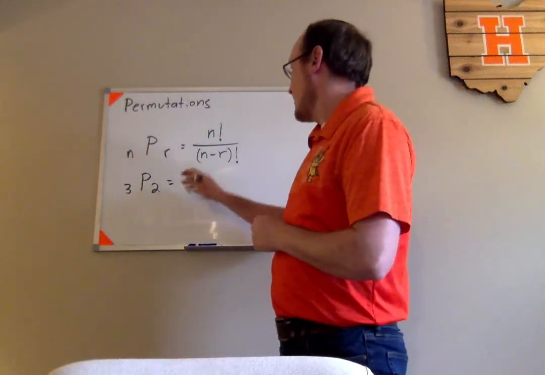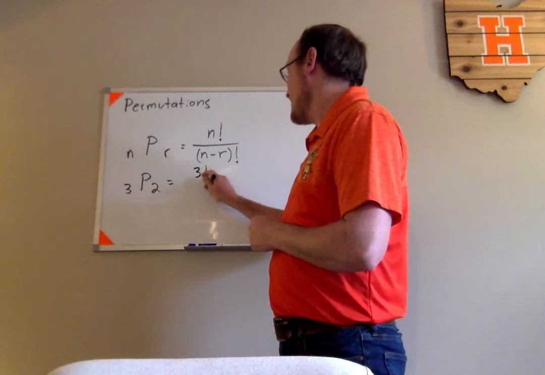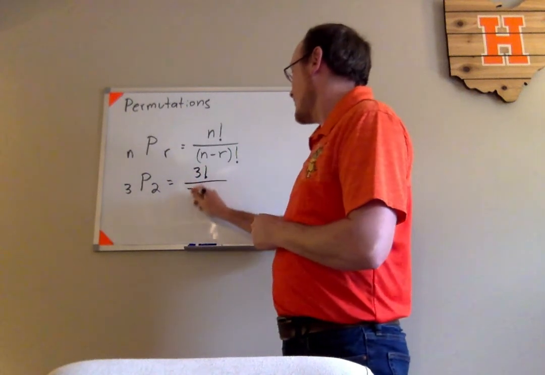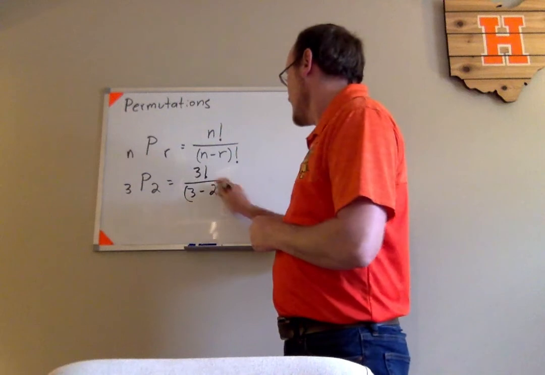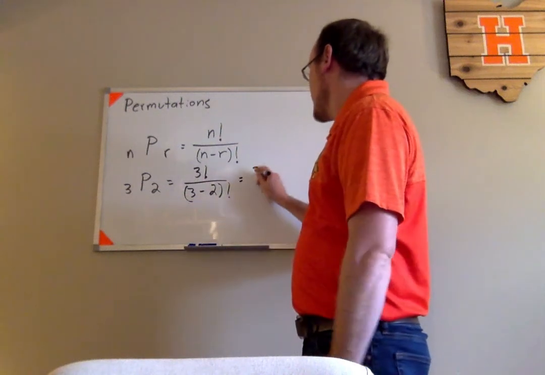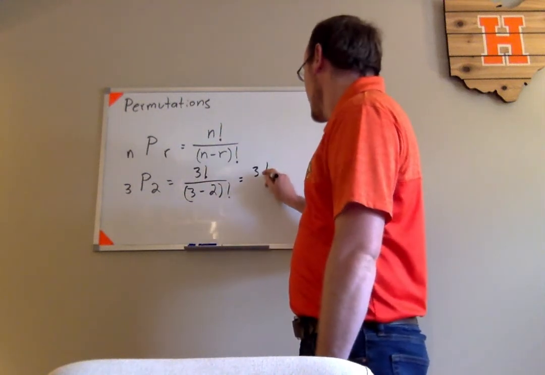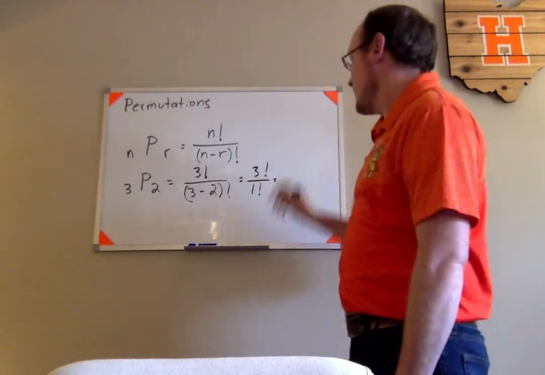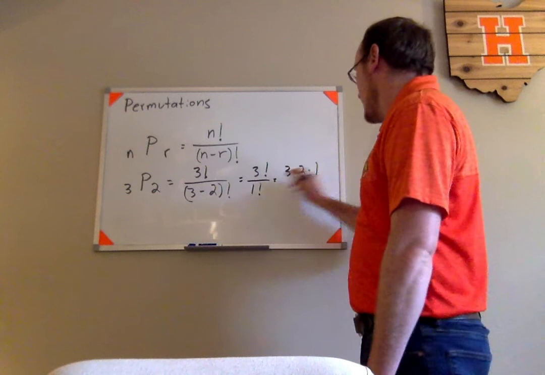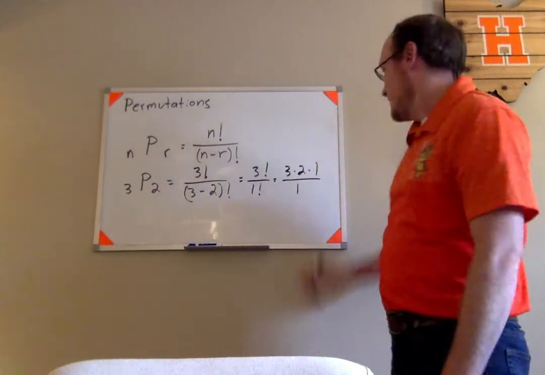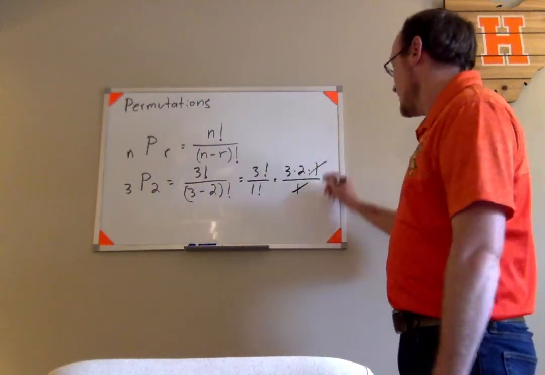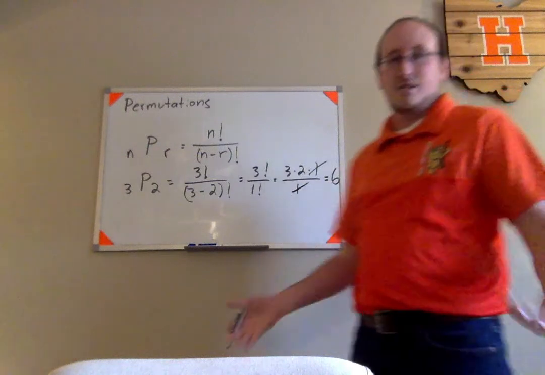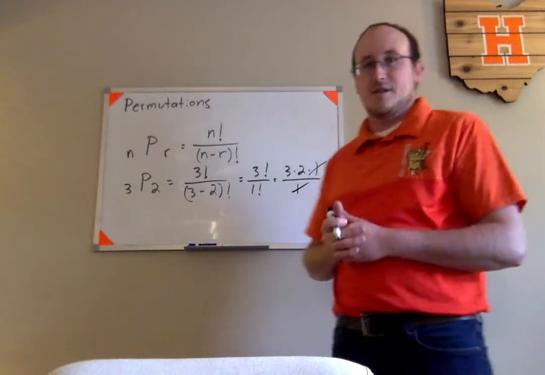So n factorial, n being 3. So on the top I have 3 factorial. On the bottom I have 3 minus 2 factorial. So on the top, that's 3 factorial. On the bottom, that's 3 minus 2, which is 1 factorial. 3 factorial means 3 times 2 times 1. 1 factorial would just mean 1. Those would cancel, and 3 times 2 would be, in fact, 6. So I know that wasn't a very exciting example.